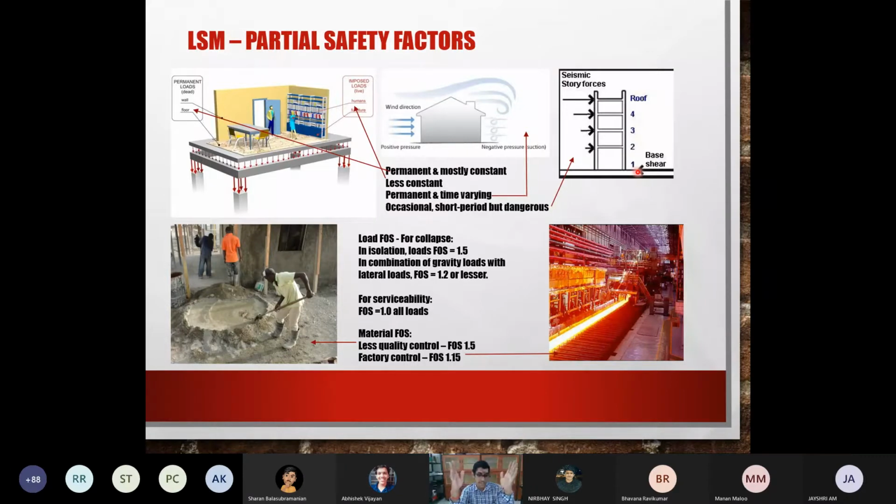However, if you're going to take dead load and wind load together, the dead load is 3, say wind load is 1, 3 and 1. So in such a case, you will say 3 plus 1, both of them together, times, instead of 1.5, you say times 1.2. So 4 into 1.2, 4.8 kilonewton per meter square.